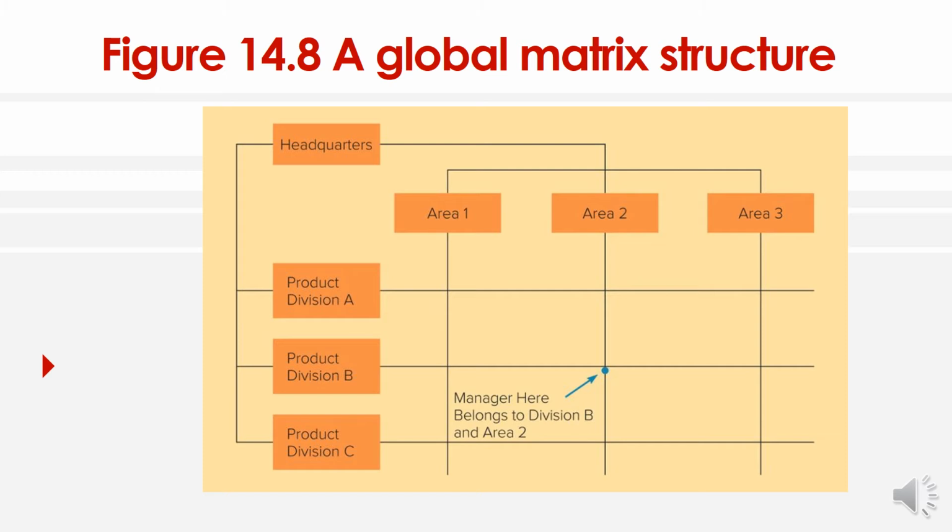Headquarters is at the top of the structure. It is connected by lines to product divisions A, B, and C. It is also connected by lines to area number 1, area number 2 and area number 3. Intersecting lines extend from all 3 product divisions and all 3 areas to represent dual decision making among the product divisions and areas. Let's say we put a dot here. It shows that the managers are responsible to division B and area number 2.